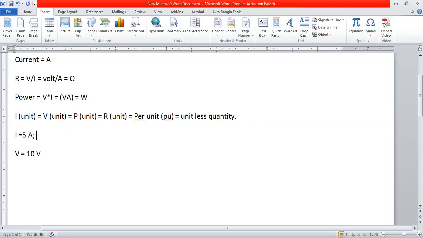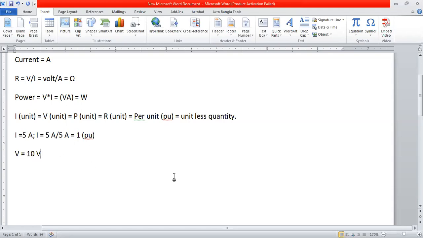If we divide this value, 5 ampere, by 5 ampere, then the value is 1. So that is a unitless quantity, because ampere is eliminated and the final result is 1. So this one is called per unit, meaning a unitless quantity. The concept of per unit is to convert a quantity to a unitless quantity.